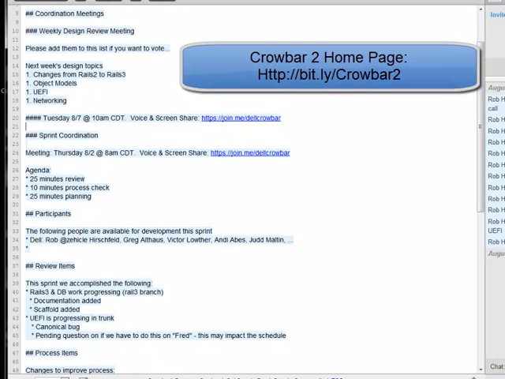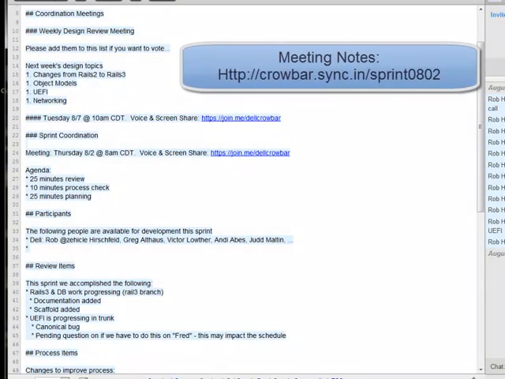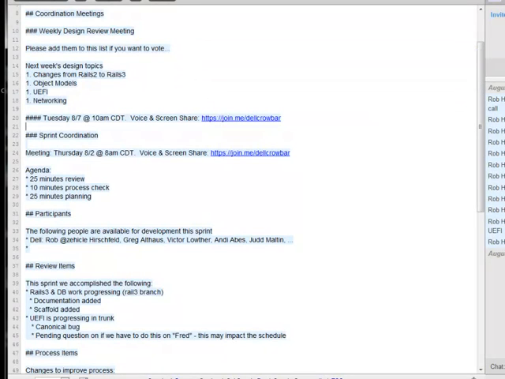This meeting is an online live meeting with the intention of being able to kick off offline discussions. We are in the middle of doing the Crowbar2 refactor. For information about that, you should visit bit.ly/Crowbar2, and you will have links to a whole bunch of resources, including the ones we discuss here.